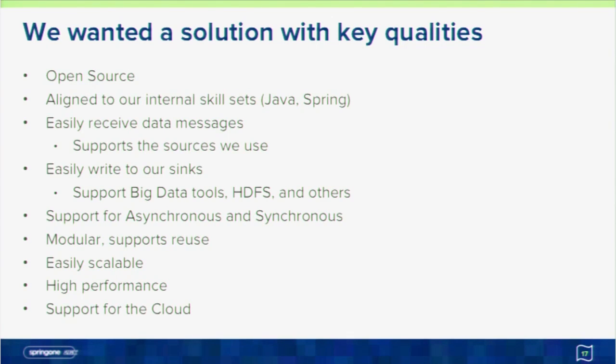We wanted support for asynchronous and synchronous processing. We wanted a solution that was modular, something that would support reuse and composition so that we could write components and make them available to other folks through our internal GitHub processes so that they could then build upon the work of others. And because within Capital One we do a lot of community-based development, we wanted to enable others to be able to see what people had done, contribute to it, and incrementally enhance it. We wanted the solution to be easily scalable, highly performant, and we wanted support for the cloud. So that's what we went shopping for.